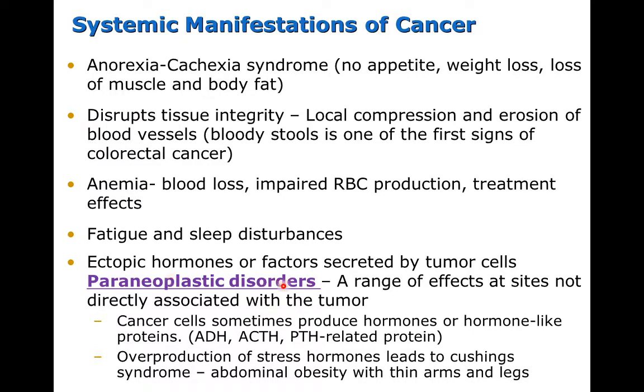Sometimes cancer cells actually produce extra hormones, or they cause endocrine glands to oversecrete hormones. For example, in some types of lung cancers, there is an overexcretion of adrenocorticotropic hormone, ACTH. In this paraneoplastic syndrome, patients develop Cushing's syndrome. We'll talk more about Cushing's in a later chapter, but generally people with Cushing's have abdominal obesity and thin arms and legs.